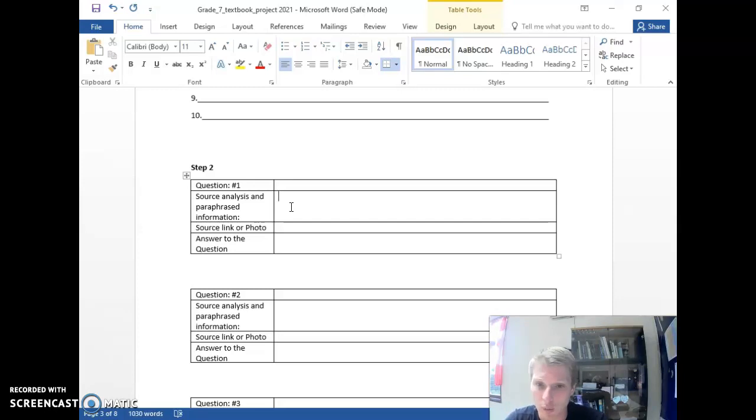Is it reliable? Why is it reliable? Is it a primary source? Why is it a primary source? Okay, so just one or two sentences explaining why that source is important and why you're using it and why it is reliable. And then paraphrase the information you got from it.